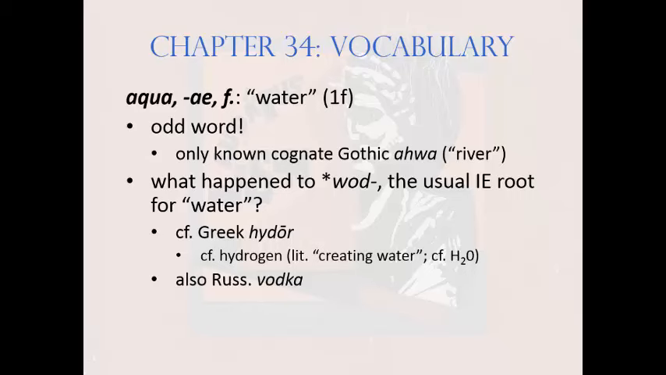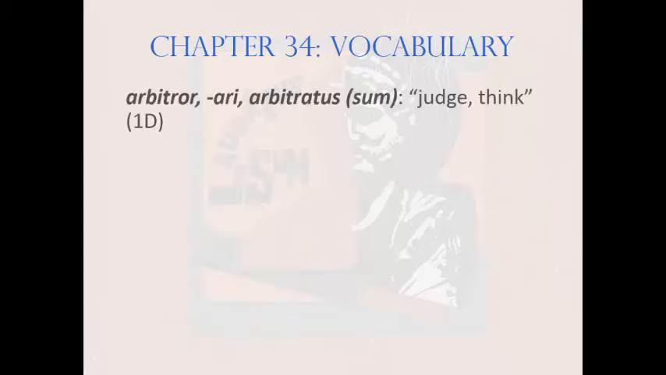You have question? Actually, Latin does exhibit the wad base, just not in their word for water. It underlies unda, the Romans' word for wave, whence we get our word undulate, meaning move like a wave. What a weird way for water to have washed up in Latin. Next word, arbitror, arbitrari, arbitratus sum. Remember, the sum is optional, meaning think or judge. It's a first conjugation deponent verb. D is the abbreviation we'll use in the vocabulary for deponent.